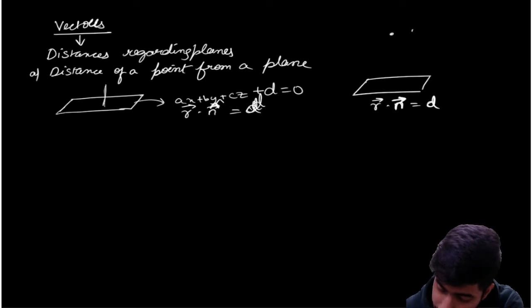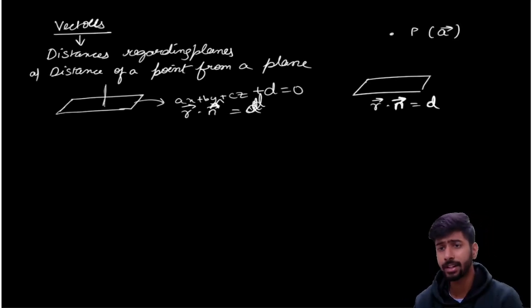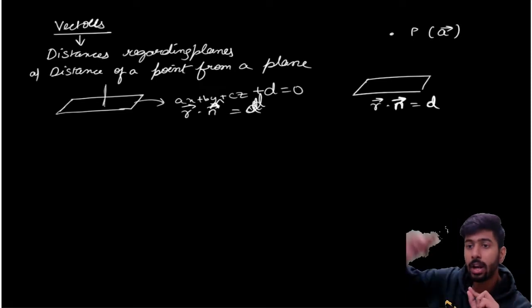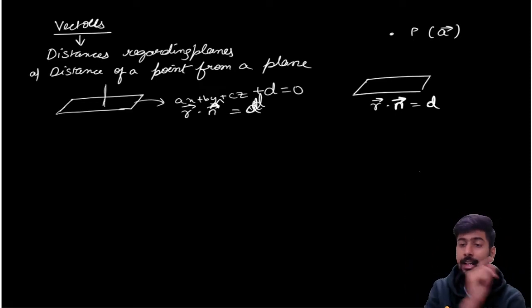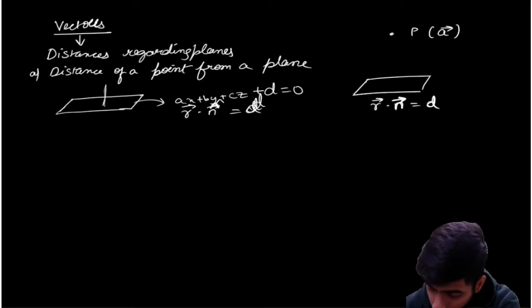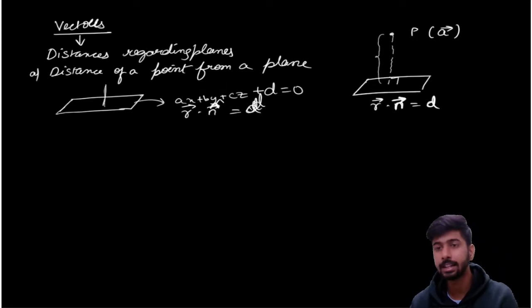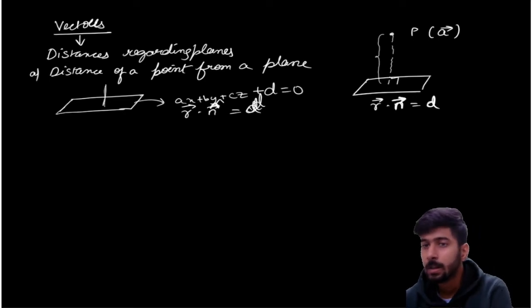You have a point P in space whose position vector is given by a bar. What do you mean by position vector? If I start from the origin and I go to this point P, the vector that will join the origin to the point P, pointing towards P, is called a bar, right? And that's basically the position vector of P. What I want is, if I drop a perpendicular on this plane, what will be the distance of this perpendicular? That's all that I need, right?